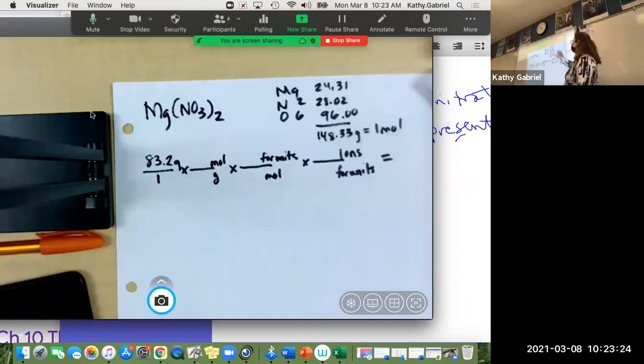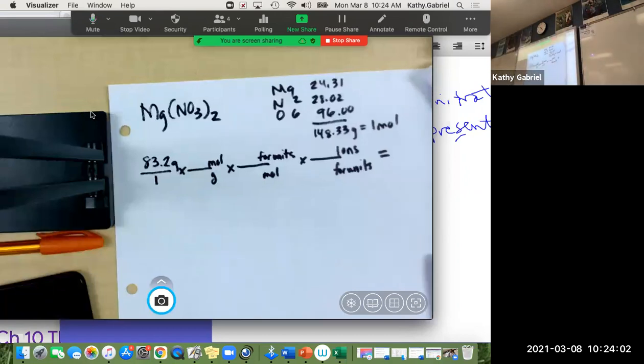What can't you read, Noor? Here, all I did was cancel units, but I didn't put in any numbers. This one has grams and mole. Well, that's going to be molar mass, right? And this one has moles and formula units. Well, that's going to be Avogadro's number. And this one is formula units and ions. And so that's going to be the formula. We have to use the formula to get that.